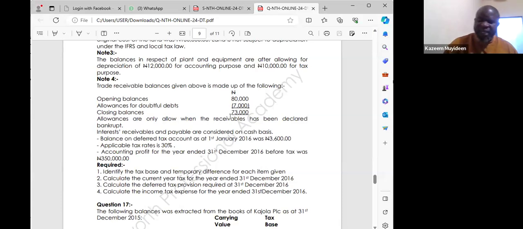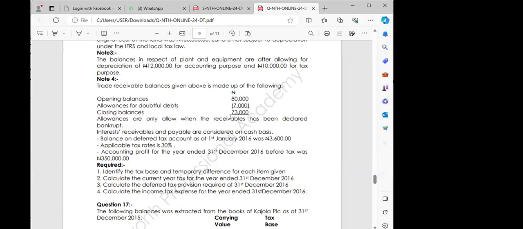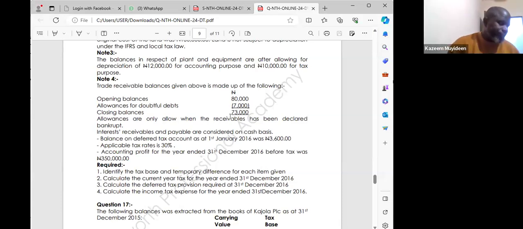Then after deferred tax, we go to earnings per share. After earnings per share, go to accounts.